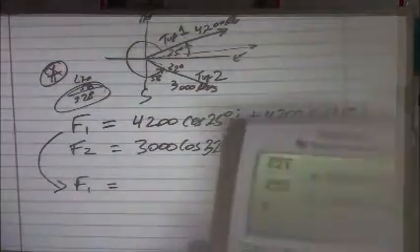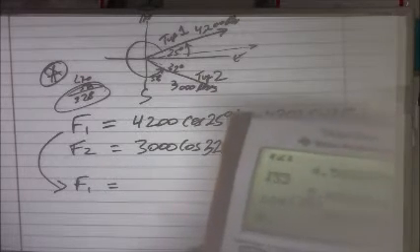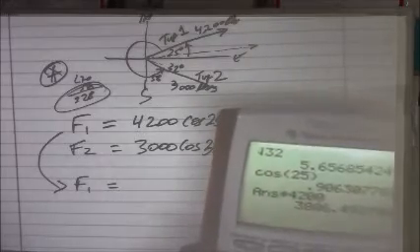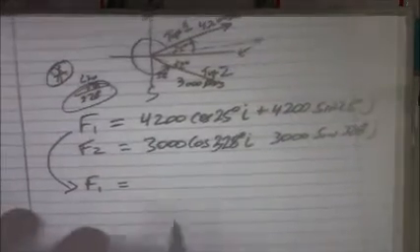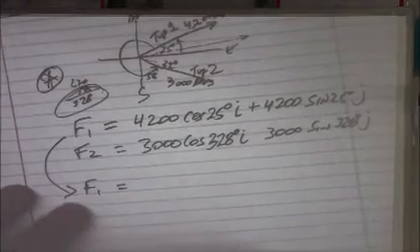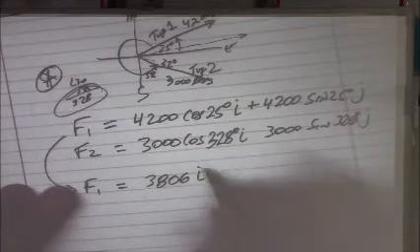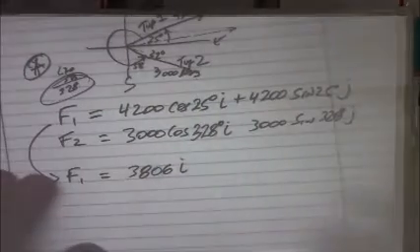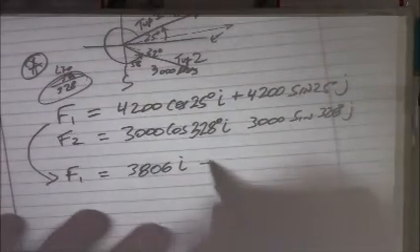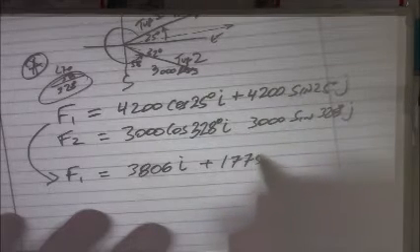Okay, so if I do cosine of 25 and multiply that by 4,200, I get 3806.49. I'll round it down in this case, almost right in the middle. But it's 3806 i. So cosine 25 times 4,200 is 3806. And on the other one, 4,200 times the sine of 25 comes to 1775j.